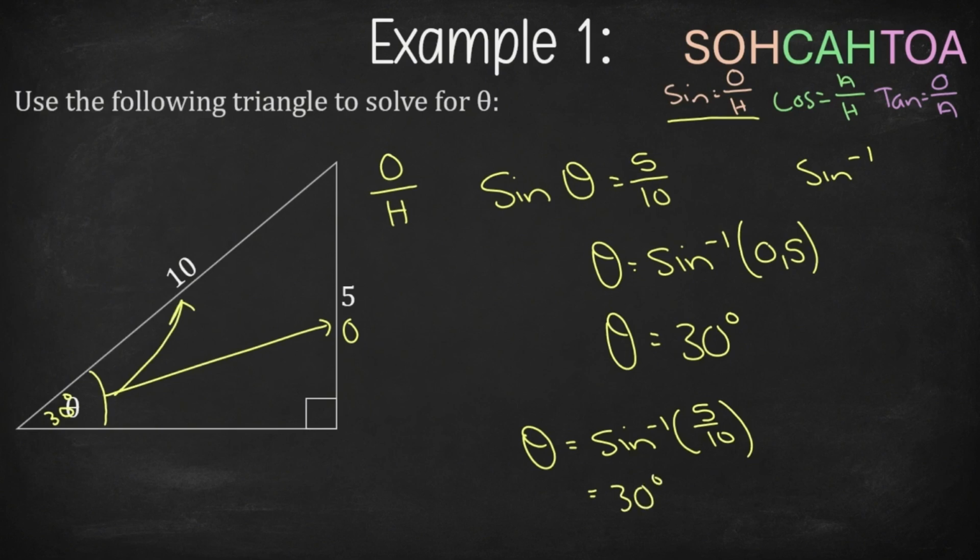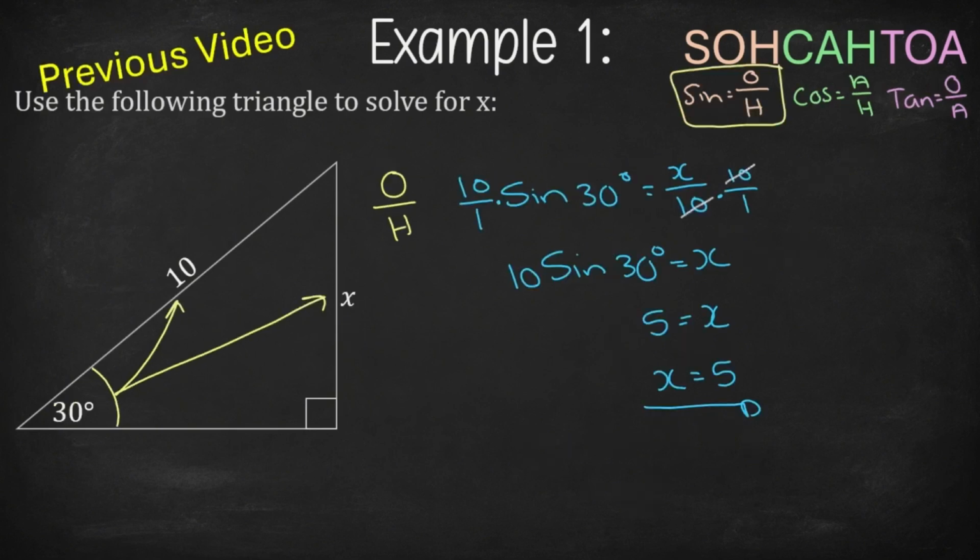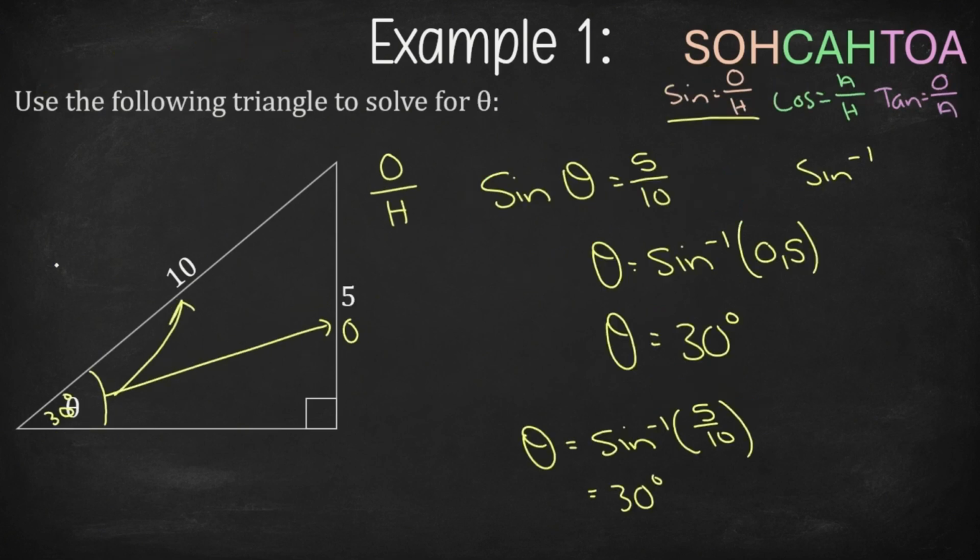I just quickly want to show you something. This is the same triangle that we used in the previous video. There we knew that the angle was 30 degrees, and we used sine to calculate that the opposite side was 5. In this example, we started with side lengths 5 and 10 and used inverse sine to work backwards.